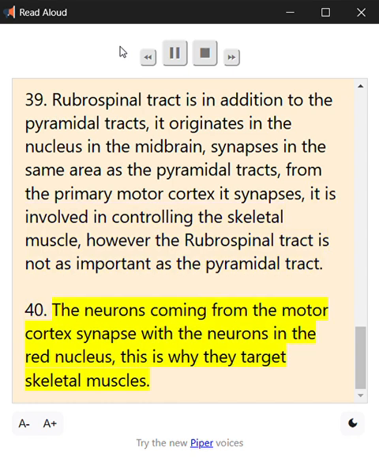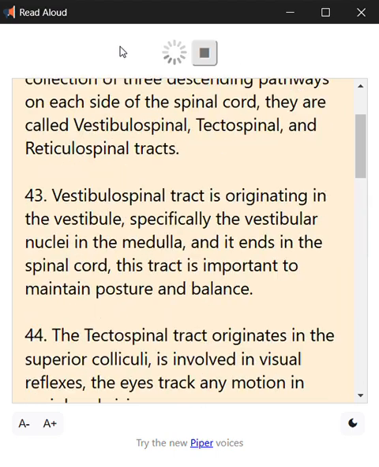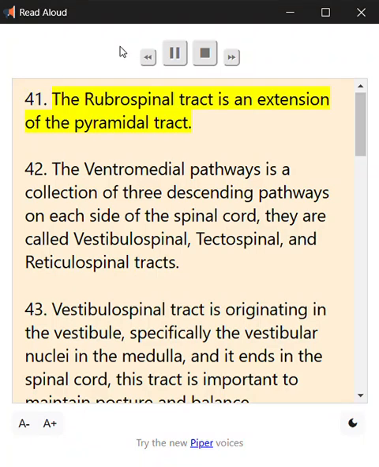40. The neurons coming from the motor cortex synapse with the neurons in the red nucleus. This is why they target skeletal muscles. 41. The rubrospinal tract is an extension of the pyramidal tract.